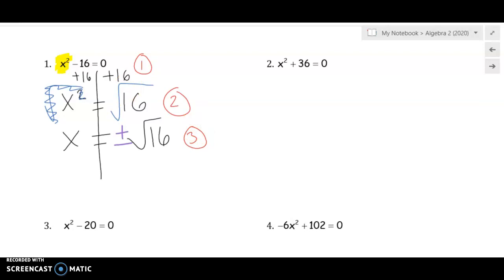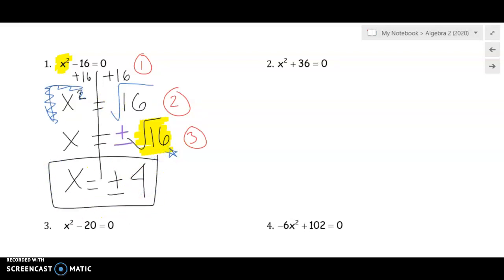And now what I need to do is simplify. So when I say simplify, I mean let's go ahead and break down the root. And this is one you should know. The square root of 16 is a perfect square. You should know that that's 4. So my answer is x equals positive 4 and x equals negative 4. That's what the plus or minus means. Okay, let's do the next one.